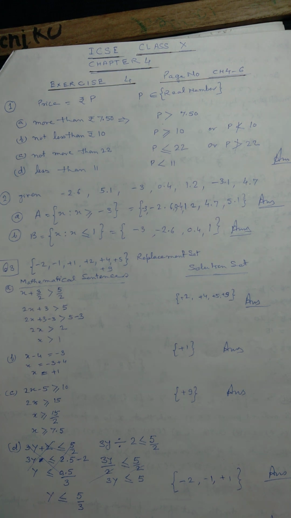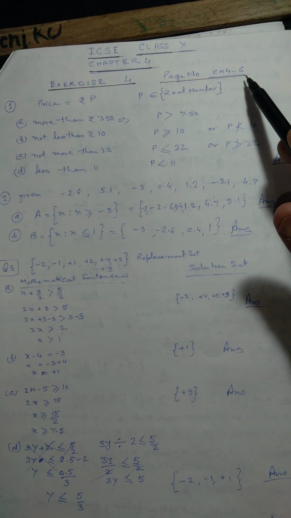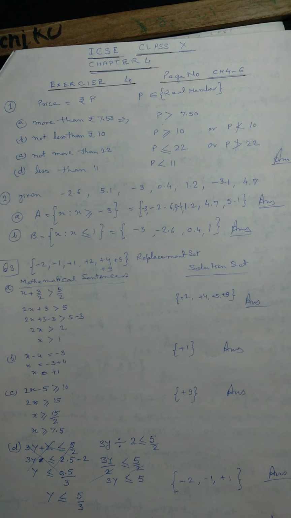Let us proceed. ICSE Class 10th, Chapter 4, Exercise 4. You see the page number CH4-6. The first question is, on a bargain counter, the shopkeeper puts labels on the various goods showing their prices. Rupees P, where P belongs to the real numbers. Write a mathematical sentence for each of the following labels.